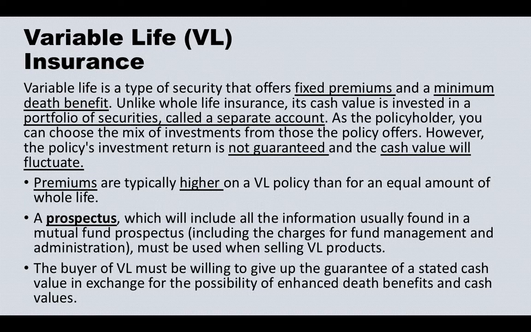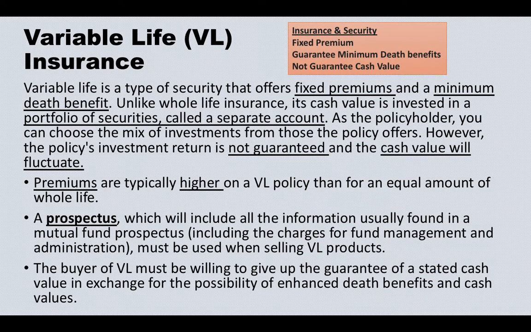So the buyer of variable life insurance must be willing to give up the guarantee of the cash value in exchange for the possibility of an enhanced death benefit and cash value. Basically, you invest yourself in the separate account. If your investment does well, you may have a higher death benefit and a higher cash value. That's all based on the investment, right?